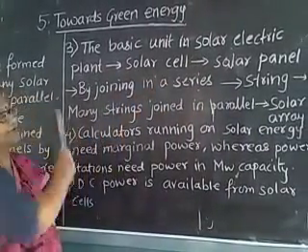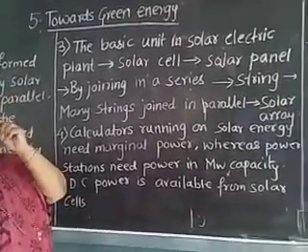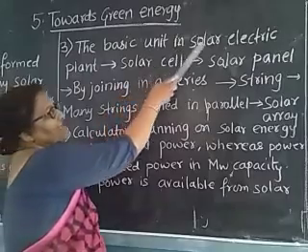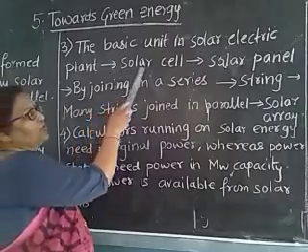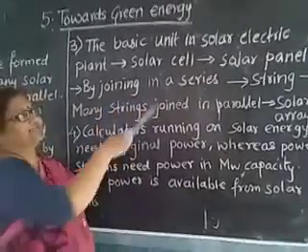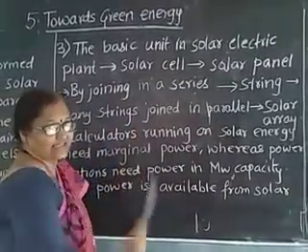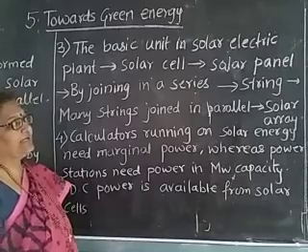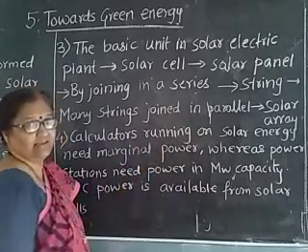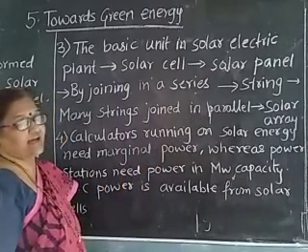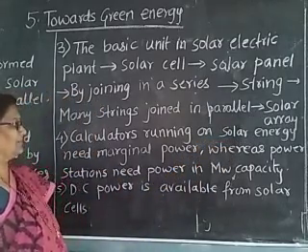The basic unit in a solar electric plant is the solar cell. Solar cells are connected to form the solar panel by joining them in series. We can join them in series as a string. Many strings are joined in parallel, and we get the solar array.